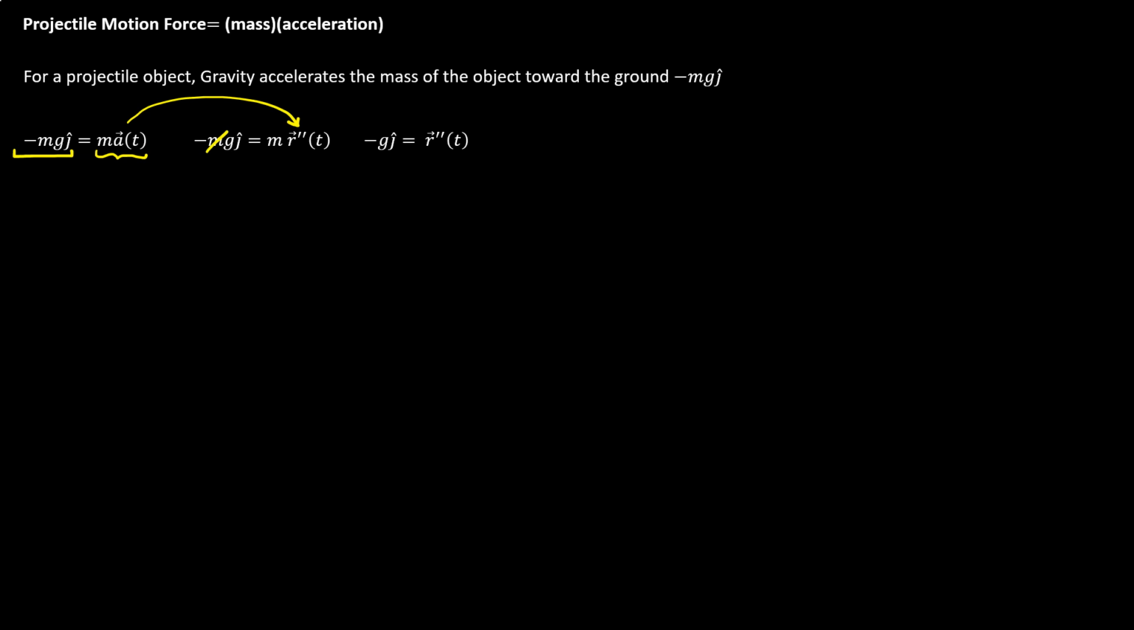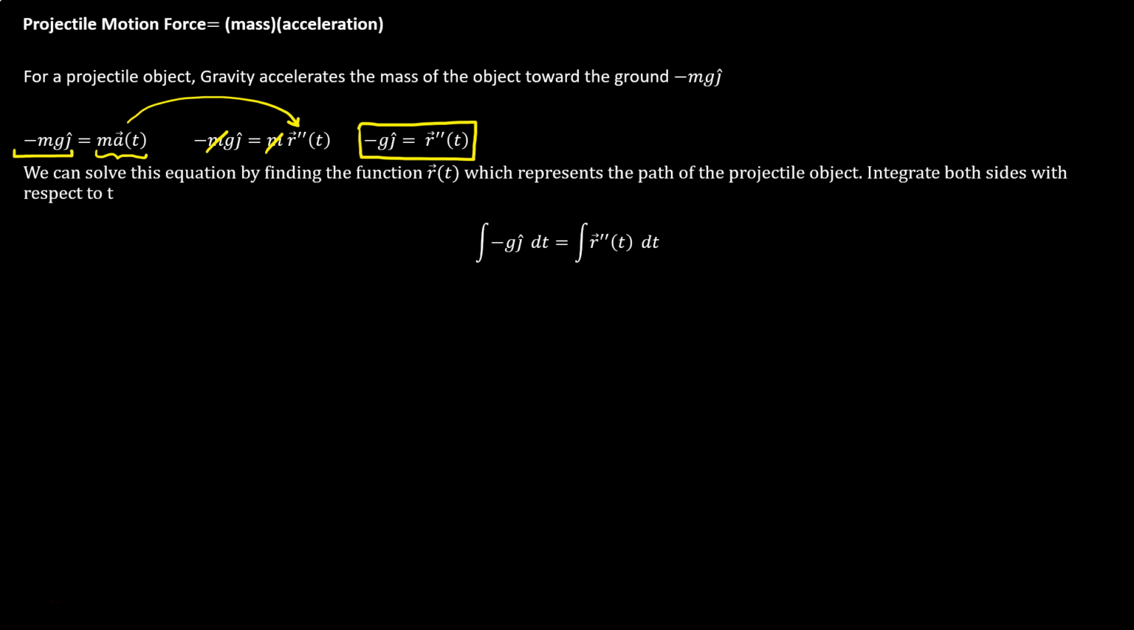Notice also that we have an m on both sides of our equation, which means we can divide that off, leaving us with the final version of this force relationship that says negative g j hat is equal to the second derivative of r of t. If we want to solve that equation for r of t, all we need to do is integrate both sides of the equation with respect to t. So integrating on the left, we're integrating negative g in the j hat direction. Integrating on the right, we're integrating r double prime.